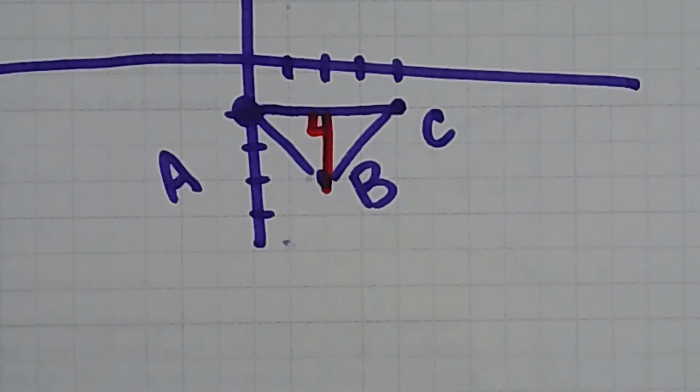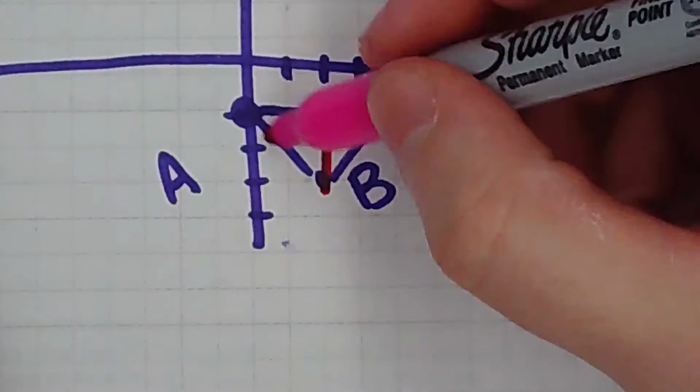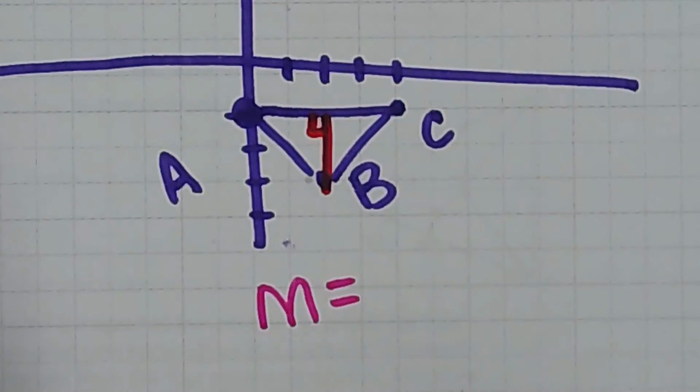How can we find our next orthogonal? What do we need to know about one of these segments? We need to know its slope. How do we find the slope between 2 points? Let's do A and B. How do we find the slope between those two?